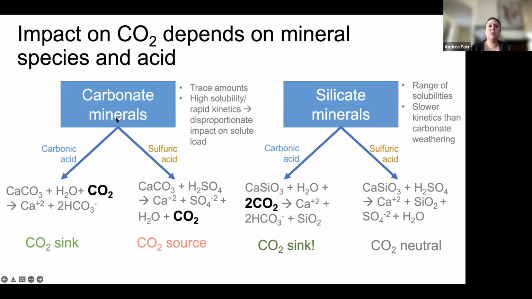So carbonate minerals, when they are weathered by carbonic acid, this is a sink of CO2. So this consumes atmospheric CO2. However, if these carbonate minerals are weathered by sulfuric acid, it's actually a CO2 source.